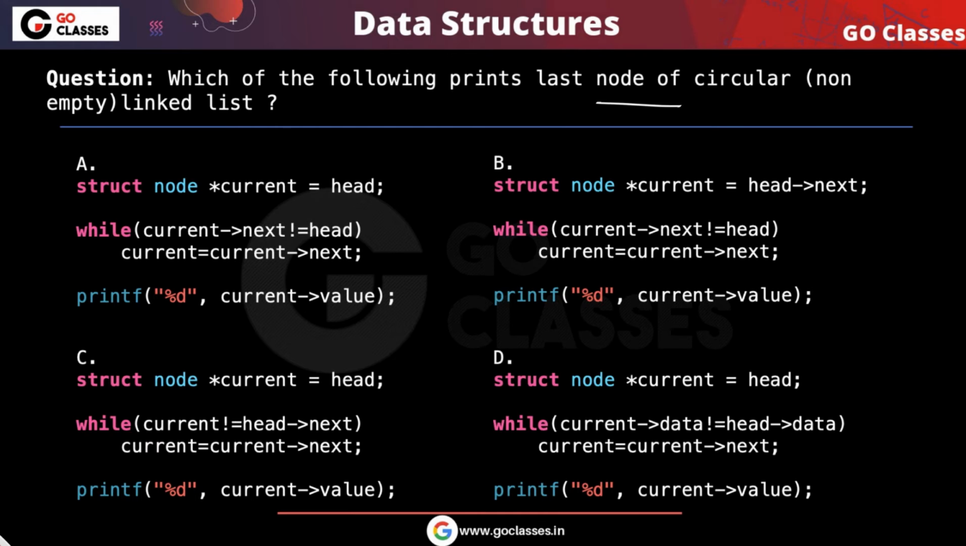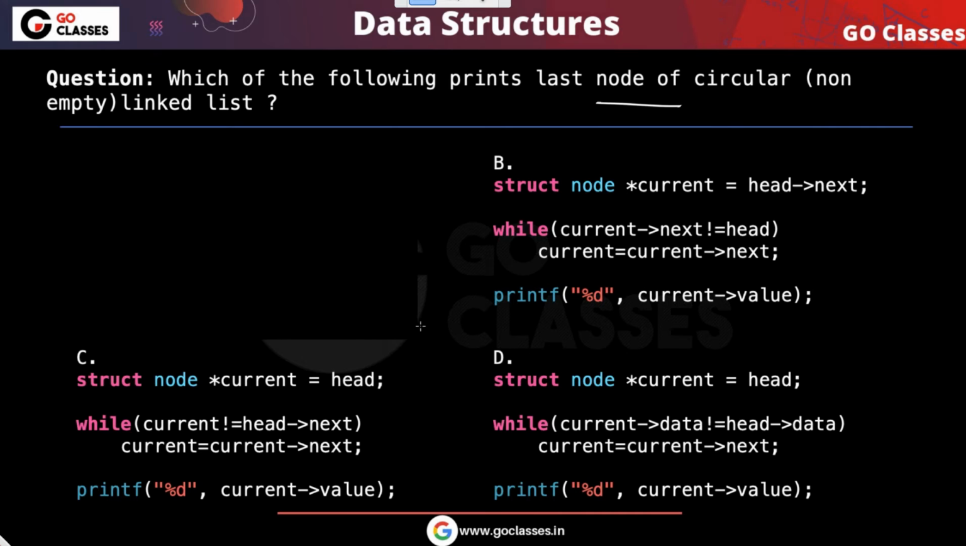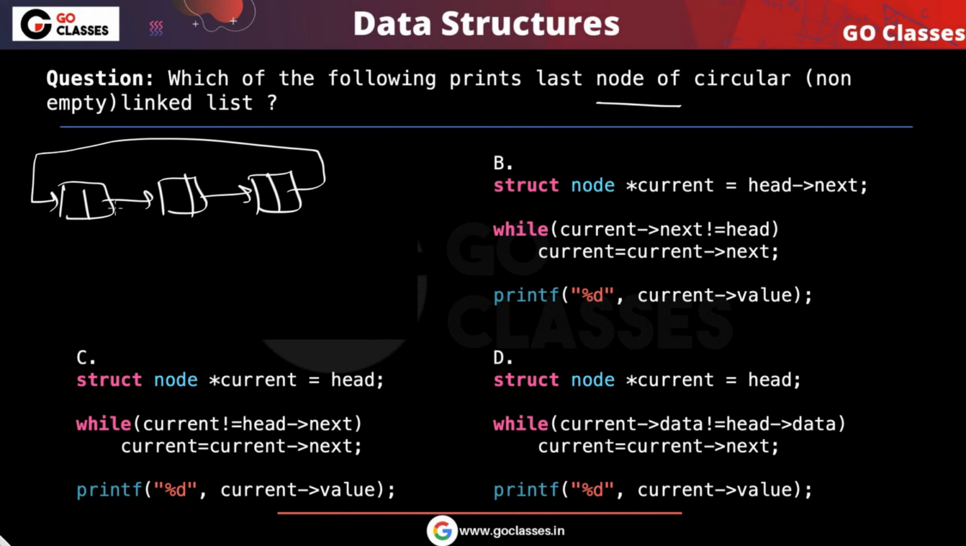So let me analyze this B. Let's just see whether this B is correct or not. What this B is doing, let me quickly erase this, and maybe here I can analyze this B option. So let me draw a linked list where you have multiple nodes. Maybe you can have one node also, doesn't matter. Let me first draw multiple nodes. So current is pointing to head next.